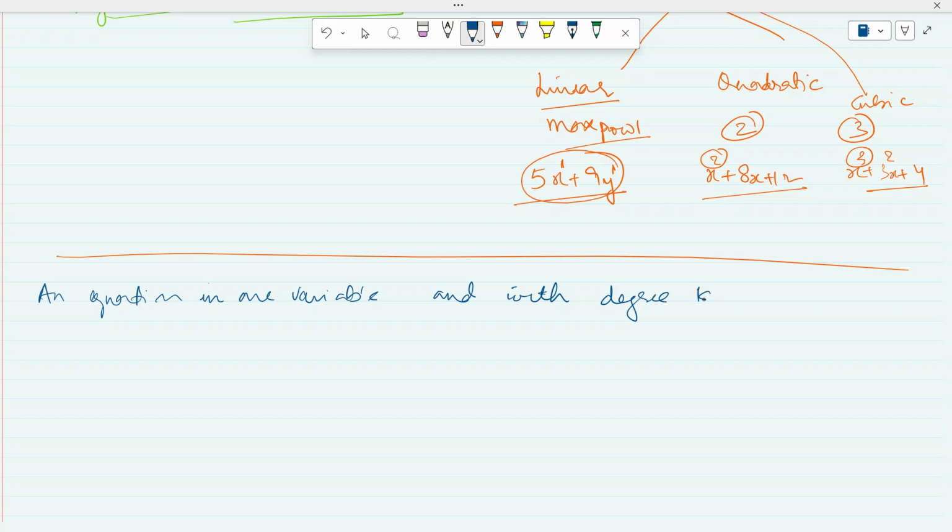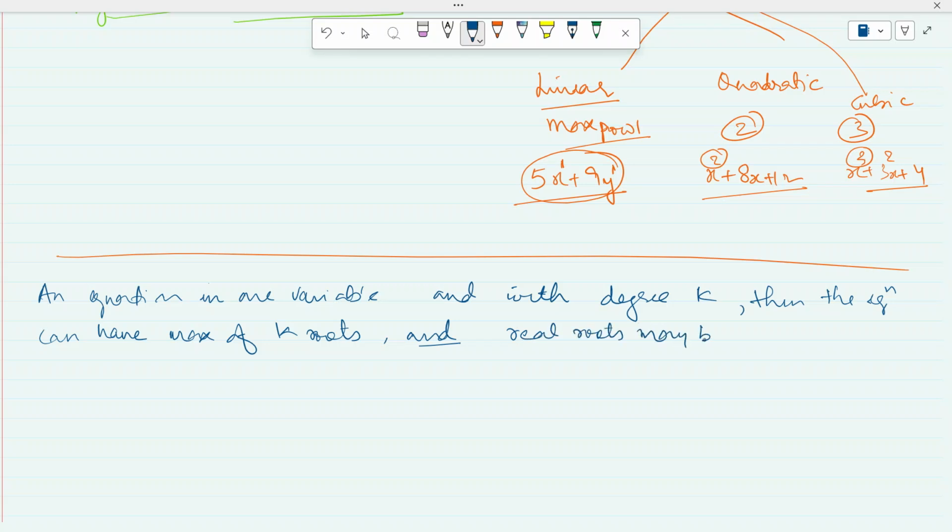Degree k, the equation can have a maximum of k roots. Okay, maximum of k roots, and although the value of k, also the real roots may be less than k, because some of the roots may be imaginary. Okay.